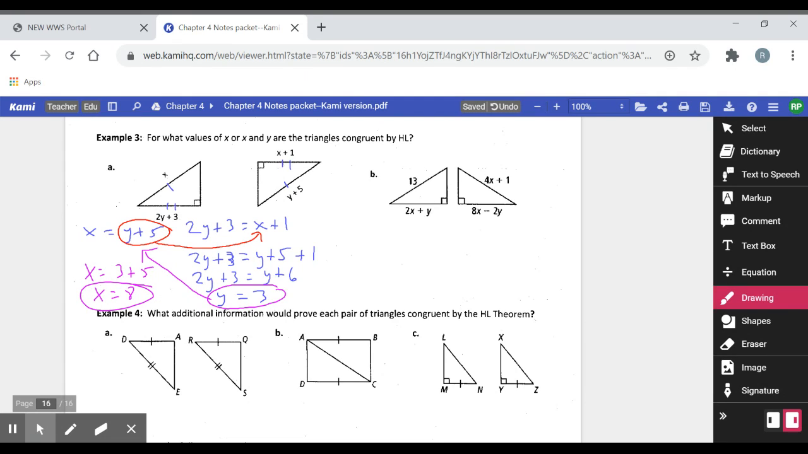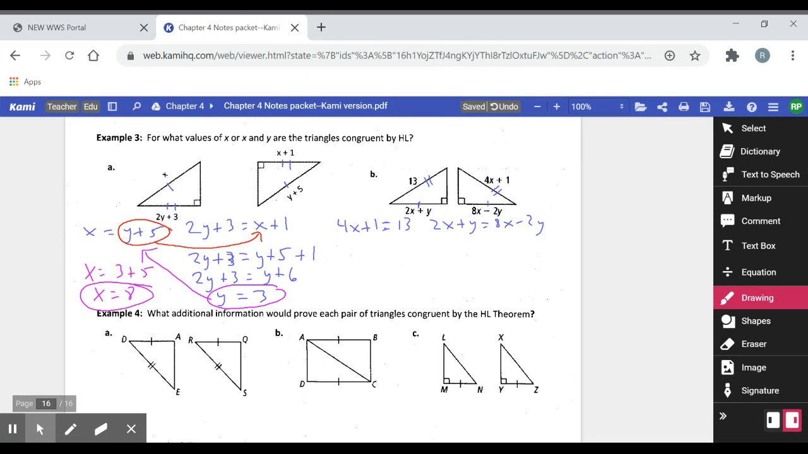Okay, if we look at part B, we can see, again, the hypotenuse is congruent for both. So I can set the fact that 4x plus 1 is equal to 13. I can also set the two legs congruent to each other. And I can say 2x plus y is equal to 8x minus 2y.